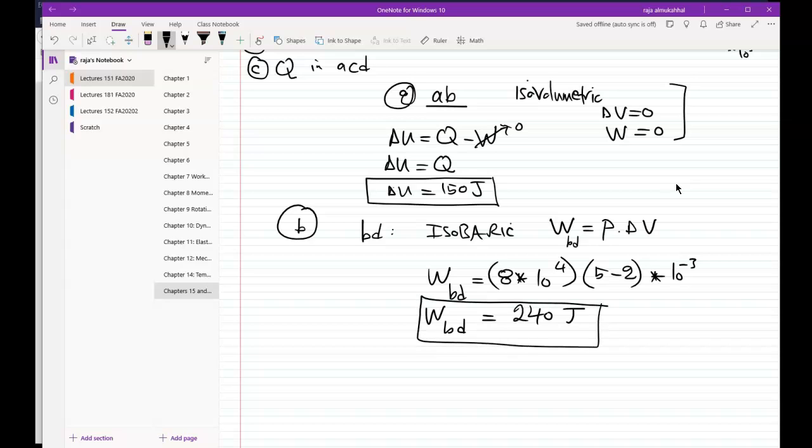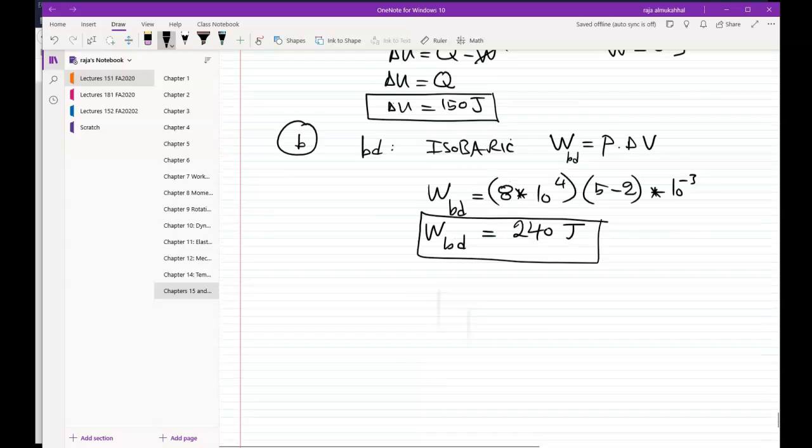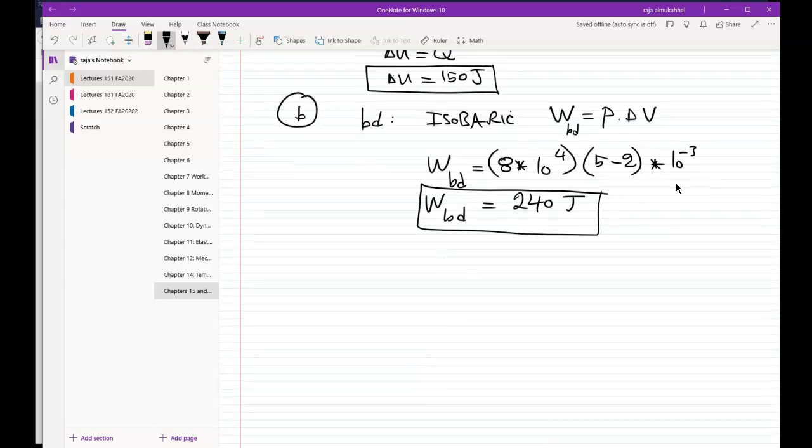Why did I get that? Well, I want to use the first law of thermodynamics to get delta U. But hang in there a minute. Hold on. What does it say for part B? He said to find the internal energy change in ABD. Okay, let's hold on to the delta U. Let me jump to C and I'll come back to B.